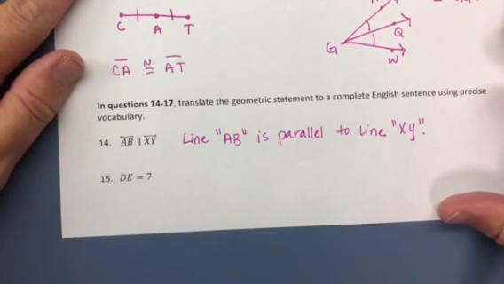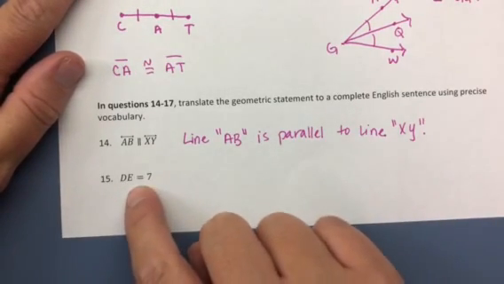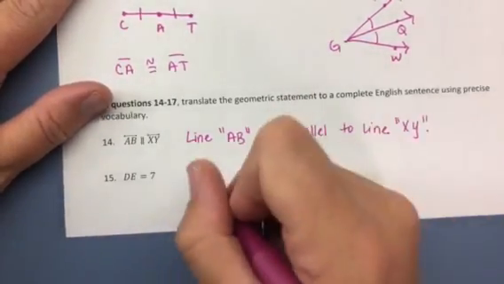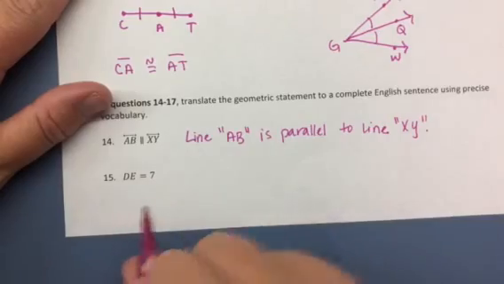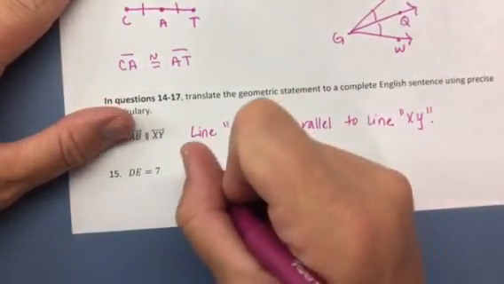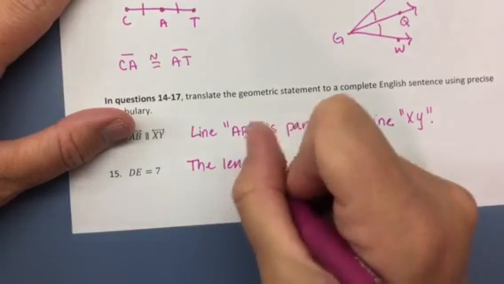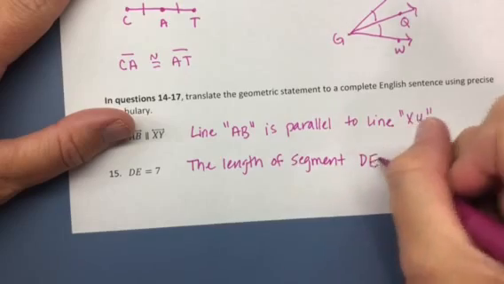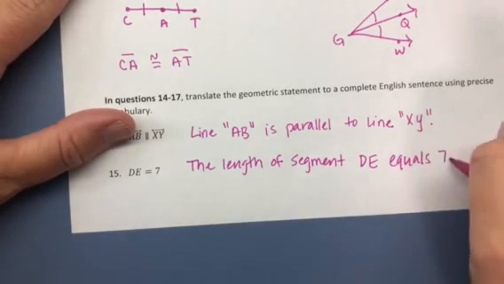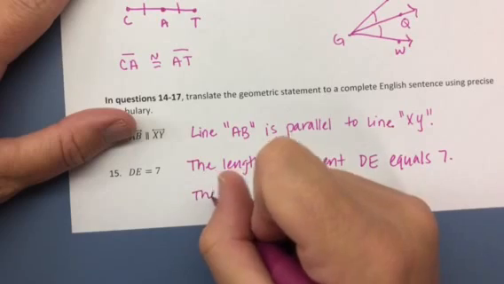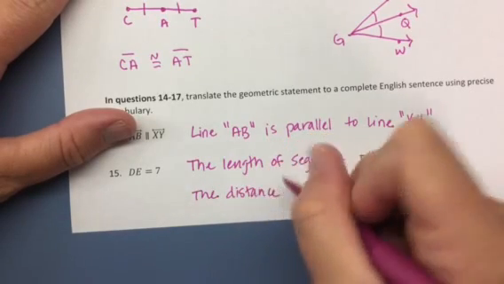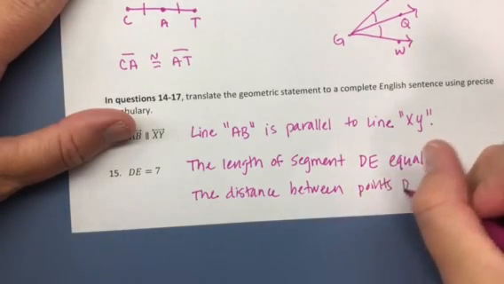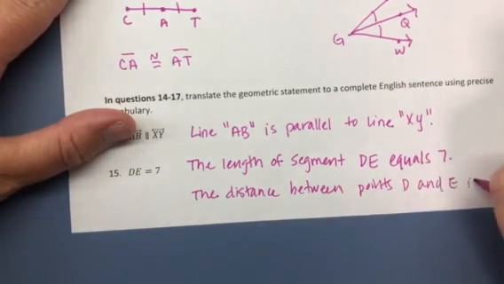All right, question 15. When we see DE without the bar on top, it's not a line or a segment. That means either the length of segment DE, or we could think of it as the distance between points D and E. So here I would accept either the length of segment DE equals 7, or I would accept the distance. So the distance between points D and E is 7.